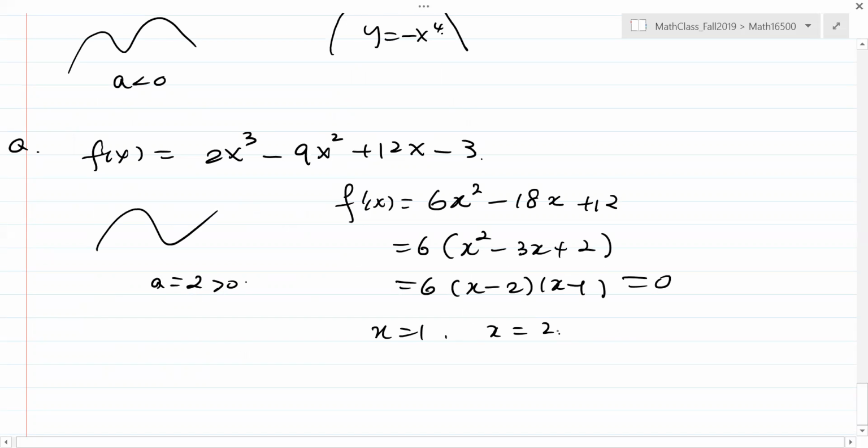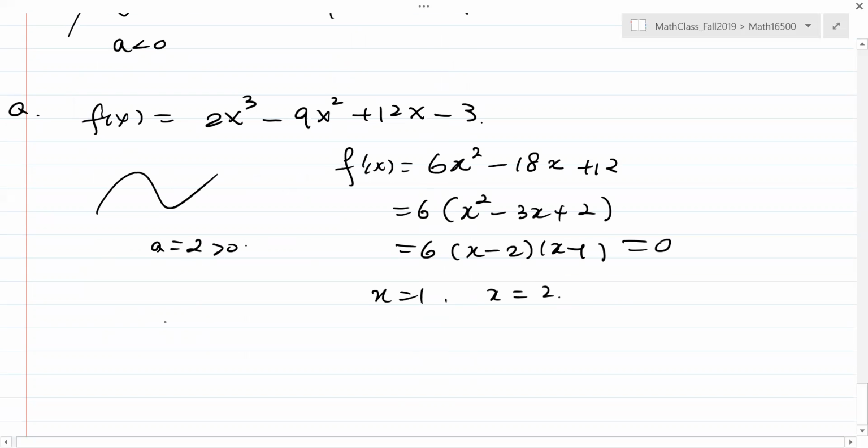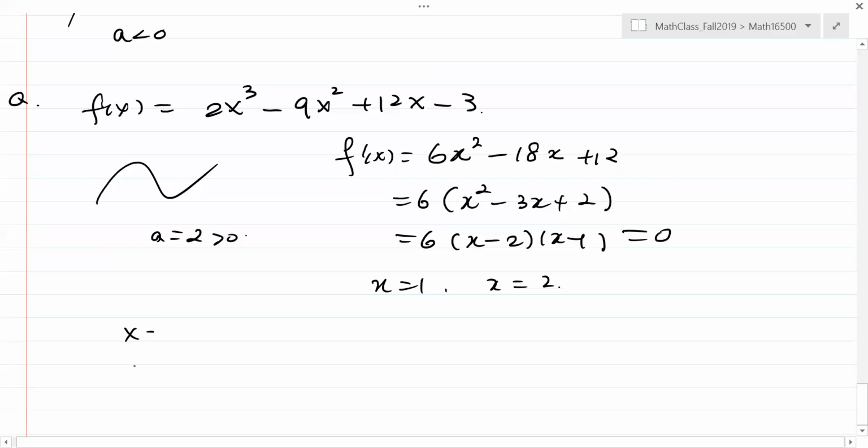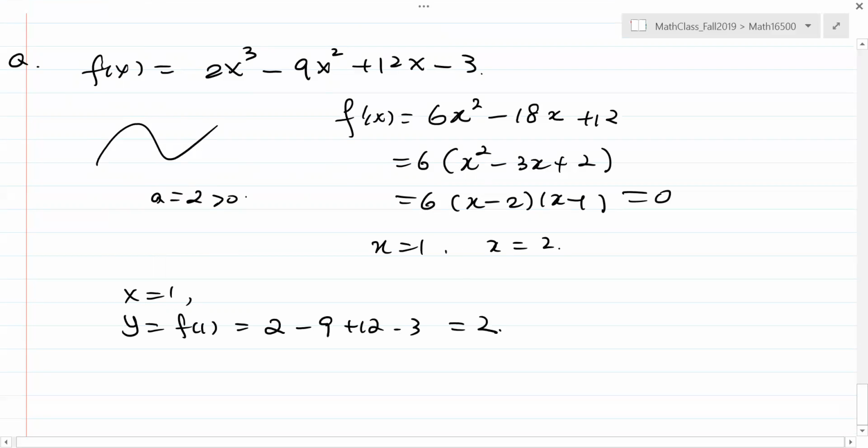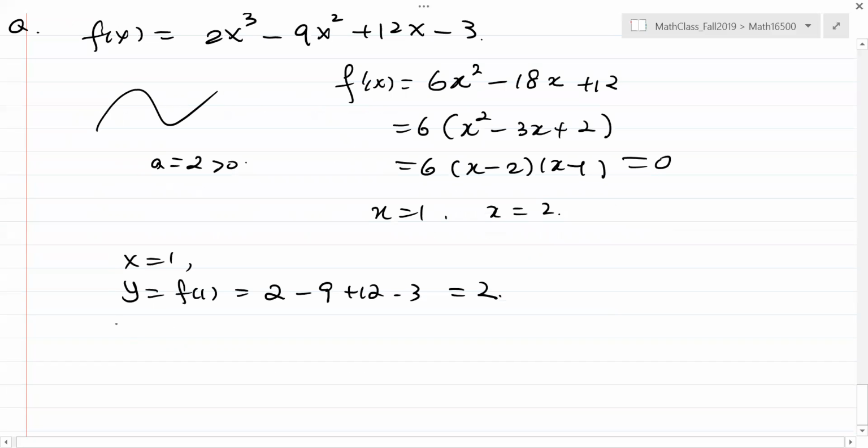If you know the shape of the graph already, there's no need to check the sign of the derivative. All you have to do is look at when x equals 1, y equals f of 1. That's 2 minus 9 plus 12 minus 3. 12 minus 9 is 3, 3 minus 3 is 0. Hmm, let's see what we get. Okay, when x equals 2, y equals f of 2, that's 2 times 2 cubed minus 9 times 2 squared plus 12 times 2 minus 3.